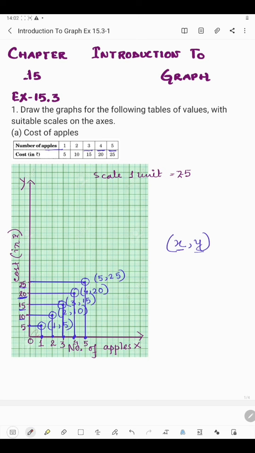Now to get the graph, we need to join all the points. So this way we will put the points in the graph sheet.